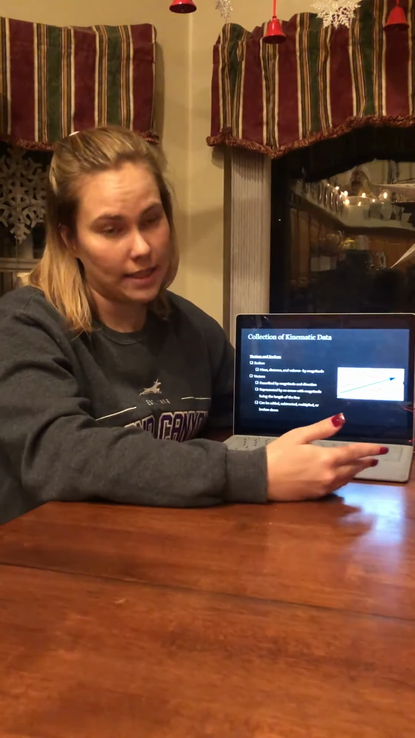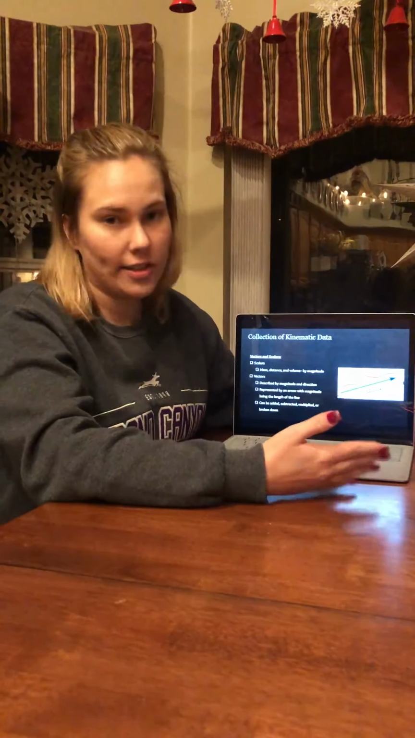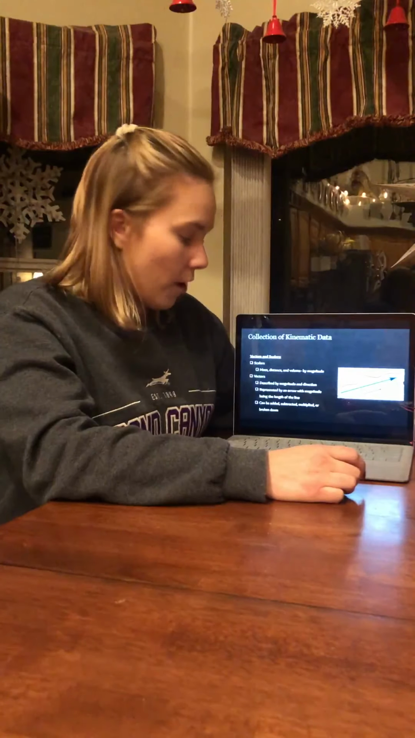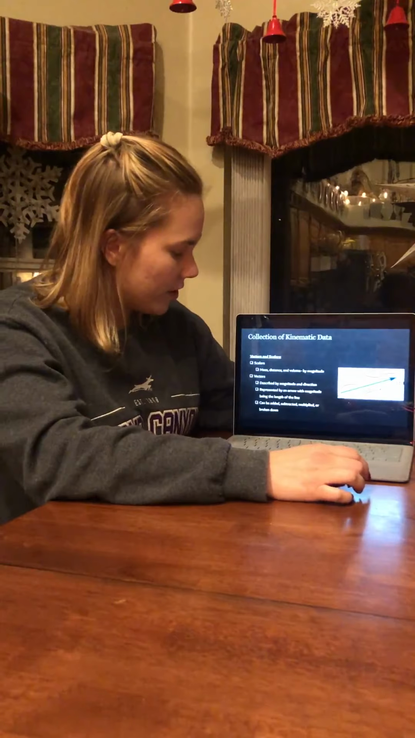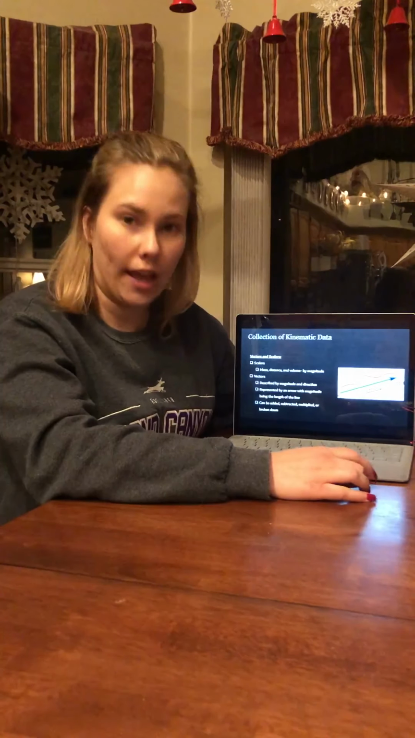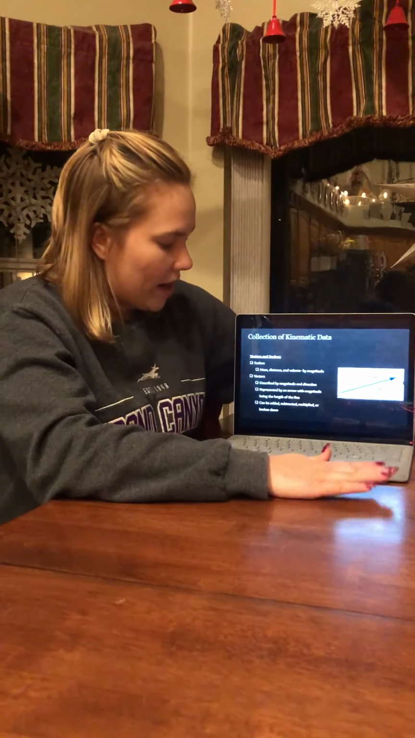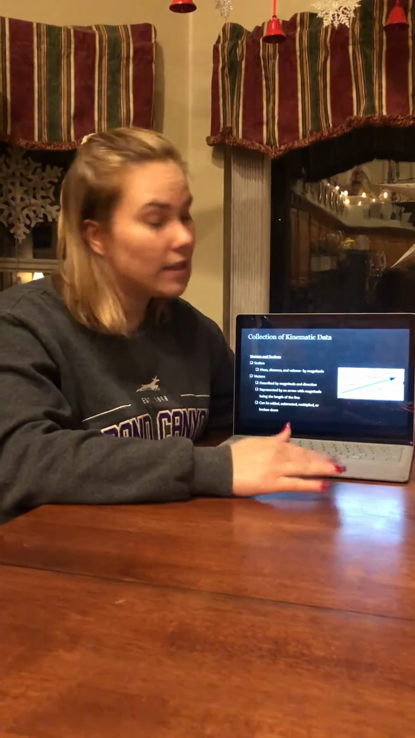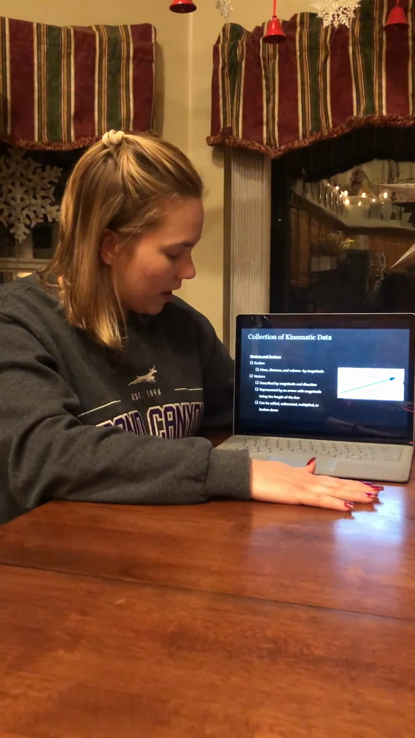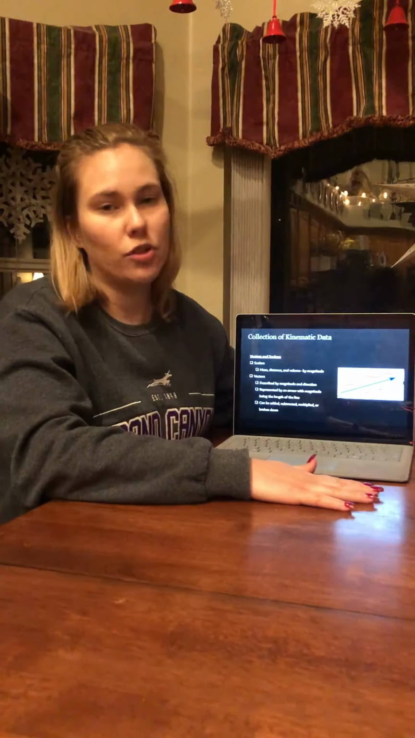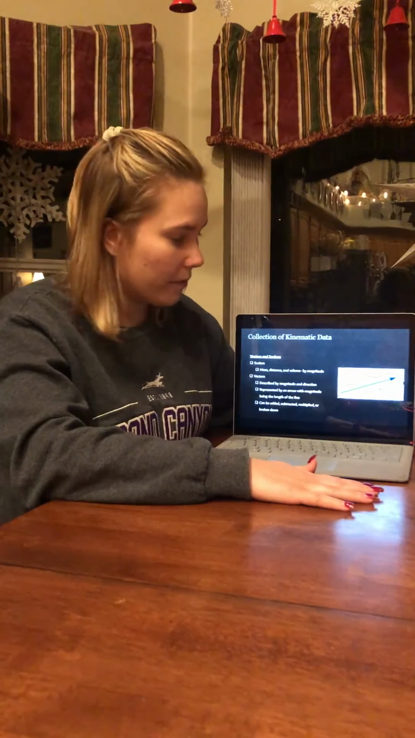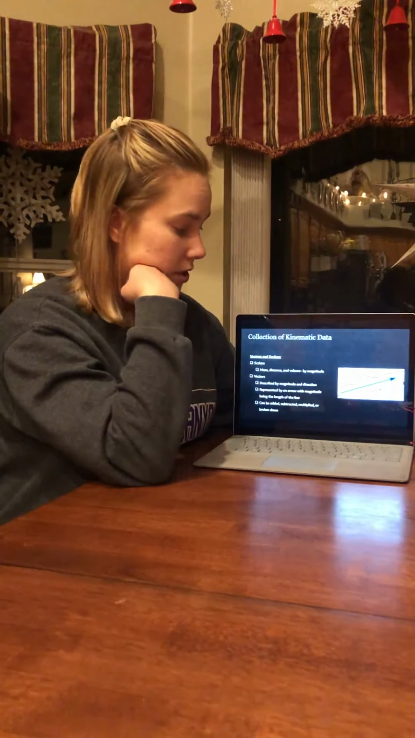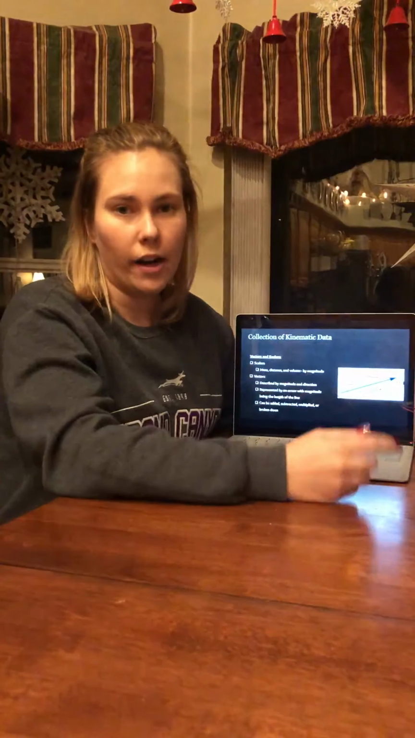So how do we collect kinematic data? We use vectors and scalars. Scalars measure mass, distance, and volume by magnitude, while vectors are described by magnitude and direction. They're represented by an arrow with magnitude, and the magnitude is the length of the line. And these vectors can be added, subtracted, multiplied, or broken down. So here's an example of what a vector looks like.